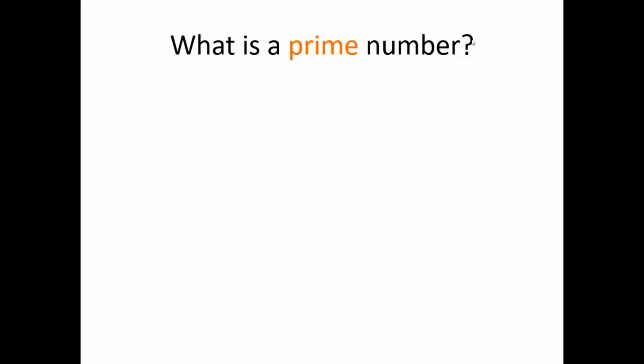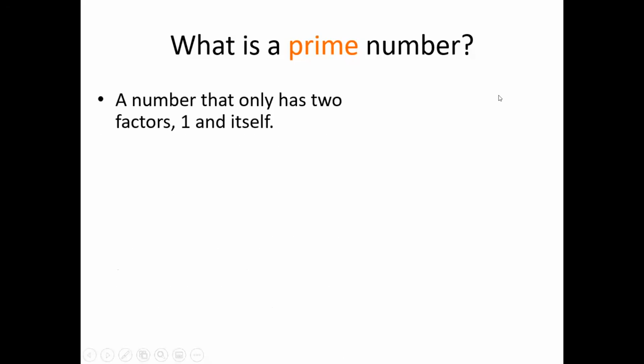So let's get started. The first question is, what is a prime number? A prime number is a number that only has two factors, one and itself. And we've learned that factors are the two numbers that are multiplied to get a product.